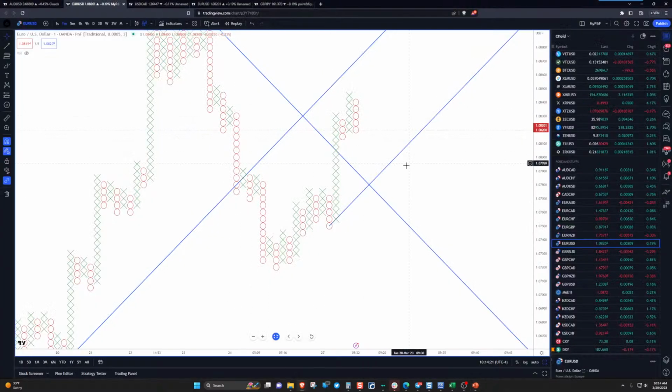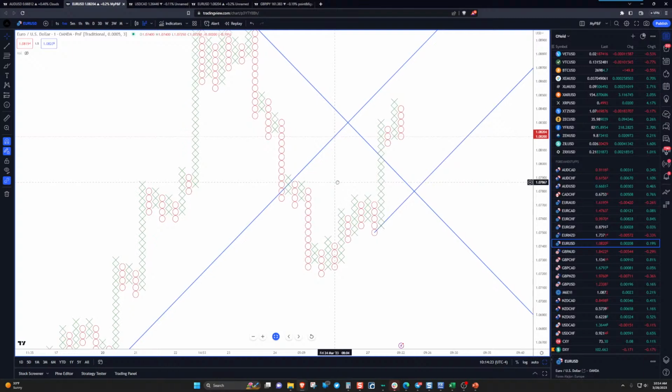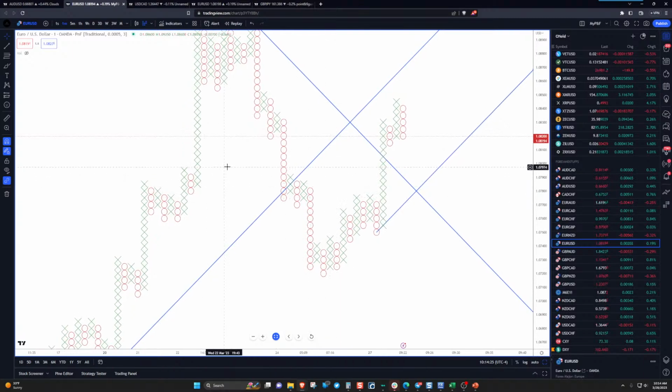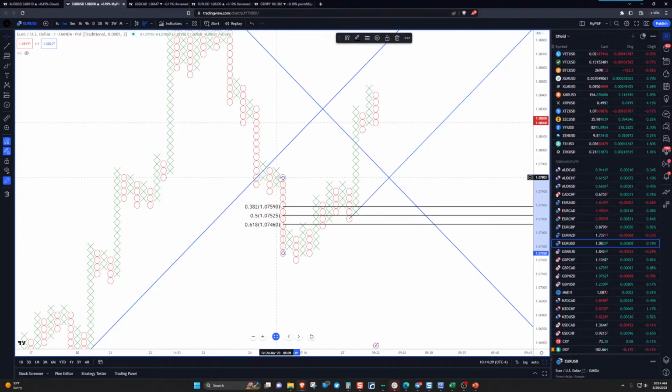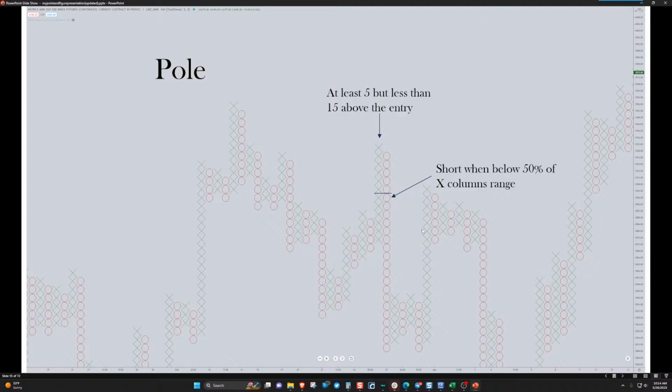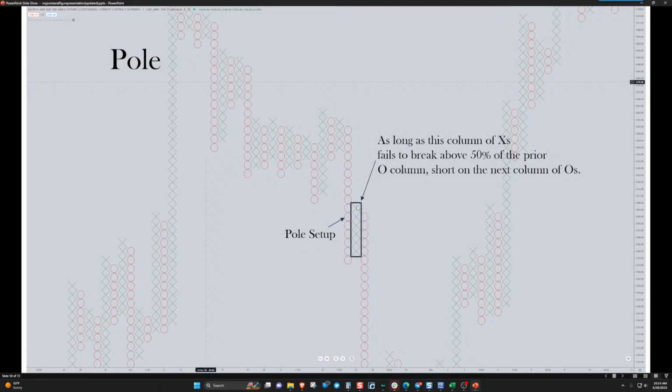The short entry is as the break below 50% of this column's range. And if you're wondering how you could do that very easily, is to use like the Fibonacci tool. You can just, there's the top to the bottom of the column, there's your 50% level right there. All right. On the other side of that is, here's this pull pattern, this column of O's, and then we see the reversal column of X's show up.